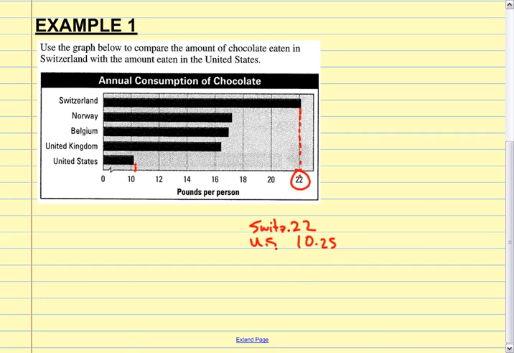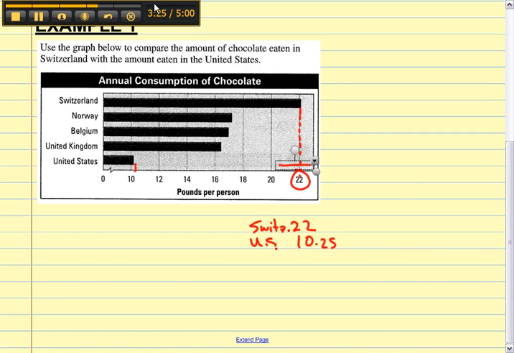But look at these graphs. If this is true, look how many times. That's 1 time, 2, 3, 4, 5, 6. This graph makes it look like Switzerland eats almost 6 times as much chocolate as folks in the United States, when that's clearly not true. Okay? This graph, because it is broken down here, exaggerates the difference between Switzerland and the United States. So we need to be aware of that at all times.